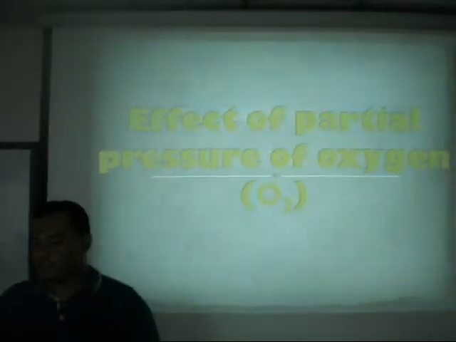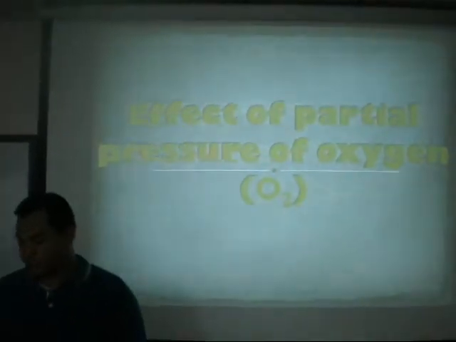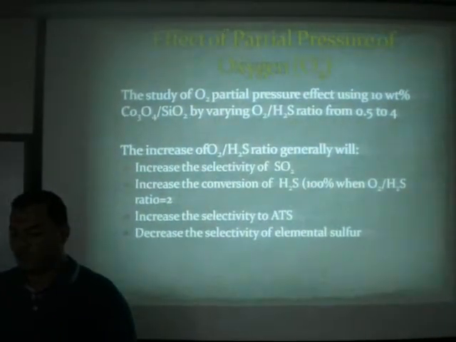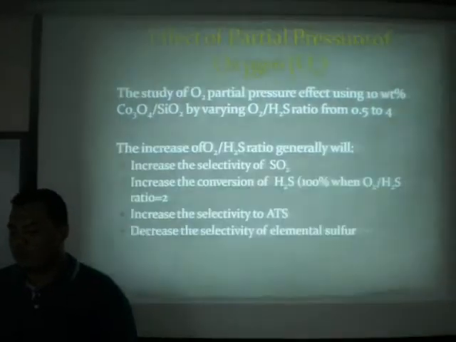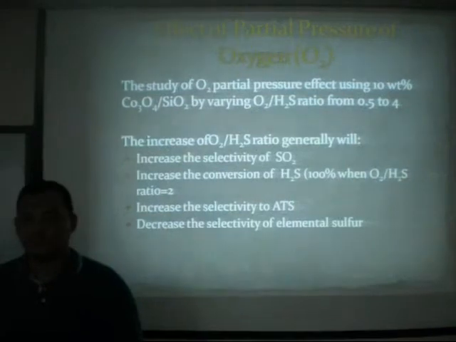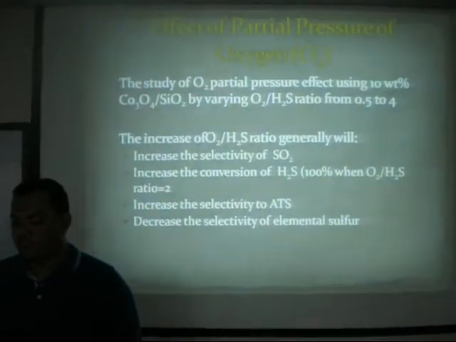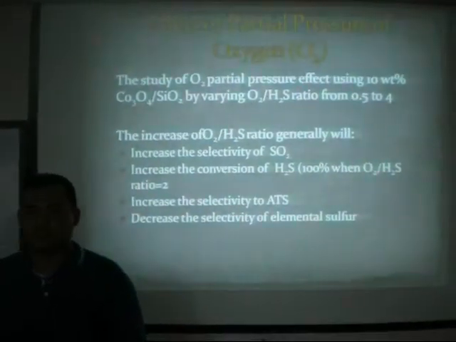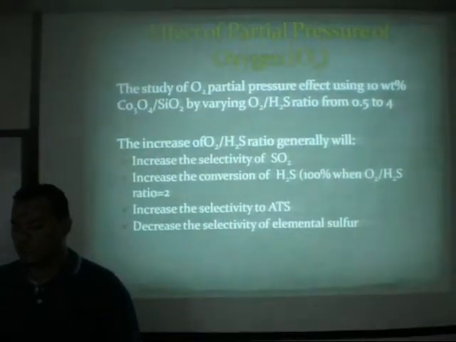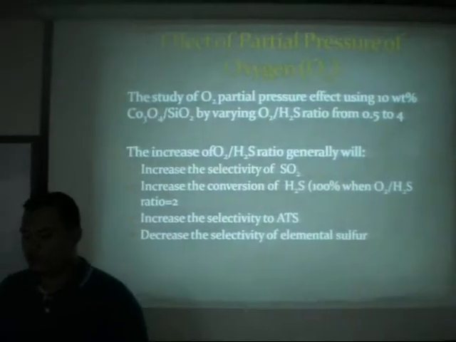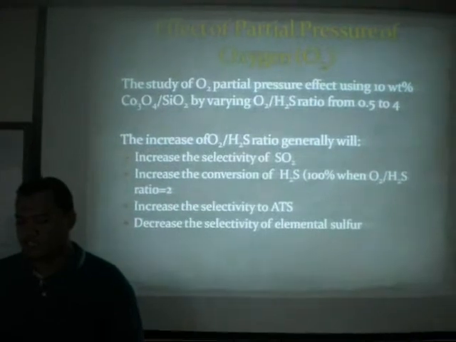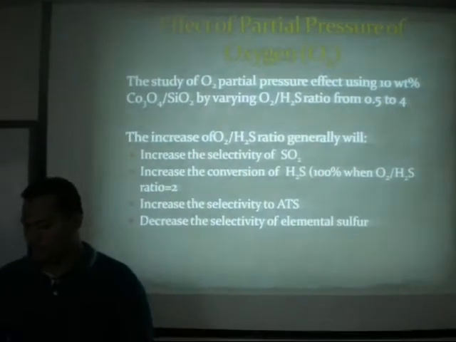Okay? The next effect is the effect of partial pressure of oxygen. As we can see here, in the study we use the catalyst Co3O4 and vary the ratio of oxygen to H2S from 0.5 to 4. So with the increasing ratio of oxygen in the reaction, we increase the selectivity of SO2, also the conversion of H2S. We also increase the selectivity of ammonium thiosulfate, but we decrease the selectivity of elemental sulfur.